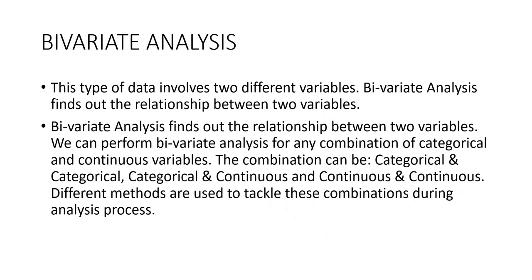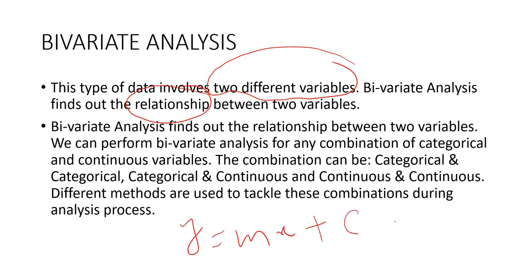When we compare with bivariant analysis, this type of data involves two different variables. Bivariant analysis finds out the relationship between two variables. For example, you have two variables. Let me give the equation y is equal to mx plus c. Here y is the dependent variable, or the output variable or target variable. X is known as the independent variable or predictor or the input variable. You know these concepts, and m is the slope and c is the y-intercept. Bivariant analysis finds out the relationship between two variables.